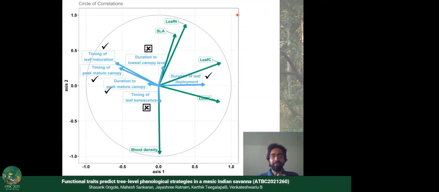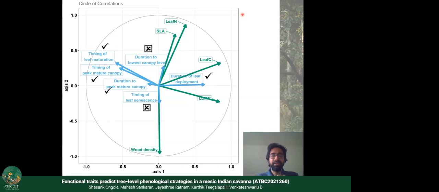We then collected species level functional traits, that is specific leaf area, leaf nitrogen content, leaf carbon content, leaf dry matter content, and wood density. We then performed a regression analysis between these traits and phenology variables. In this diagram, adjacent arrows indicate high positive correlation, opposite arrows indicate high negative correlation. We found that phenology variables shown next to the tick marks, that is, the first sign of mature leaves, when most leaves of the canopy were mature, and duration between these two stages, and the duration of leaf deployment, were consistently predicted by leaf functional traits.